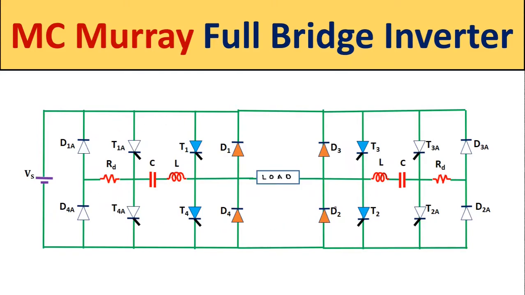As you can see, this is the circuit diagram of McMurray full bridge inverter. This circuit diagram consists of 4 main thyristors T1, T2, T3 and T4, 4 main diodes D1, D2, D3 and D4 which are connected in anti-parallel fashion with the main thyristors, and this circuit consists of 4 auxiliary thyristors T1A, T2A, T3A and T4A and 4 auxiliary diodes D1A, D2A, D3A and D4A.